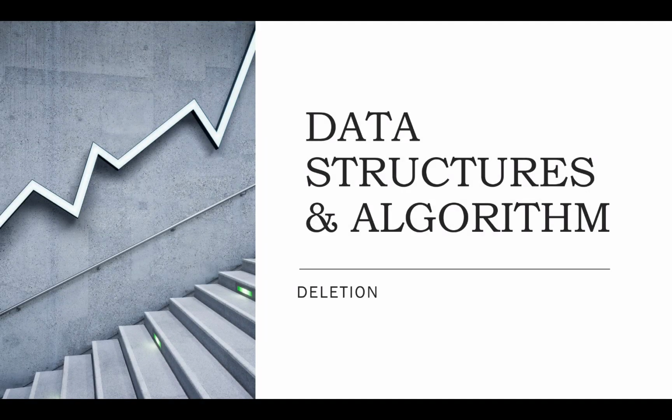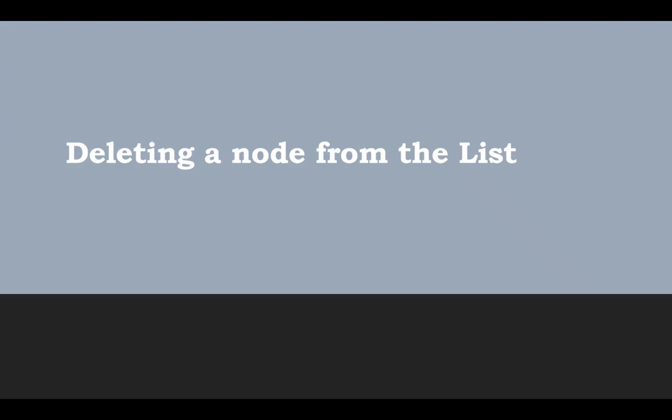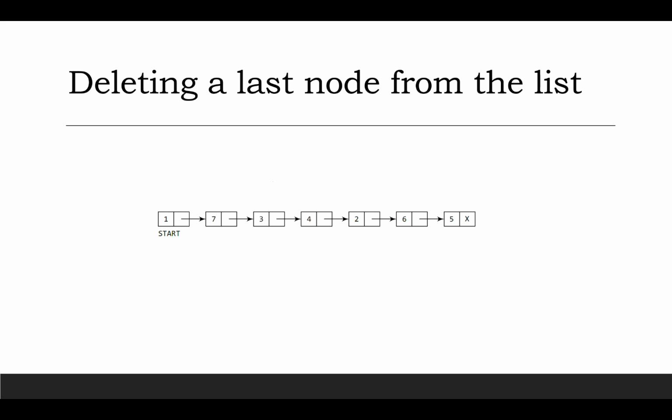Next we are going to see the next case of deletion, that is deleting the last node from the list. In the previous video you saw deleting the first node from the list. What we did there was remove that particular node and make the second node the start. So that is deleting the first node, and now we are going to see deleting the last node.